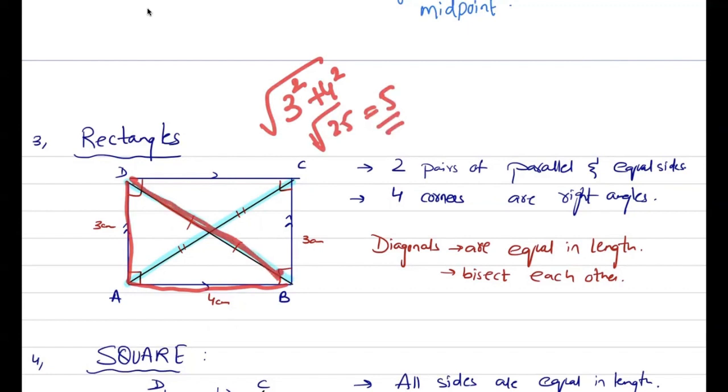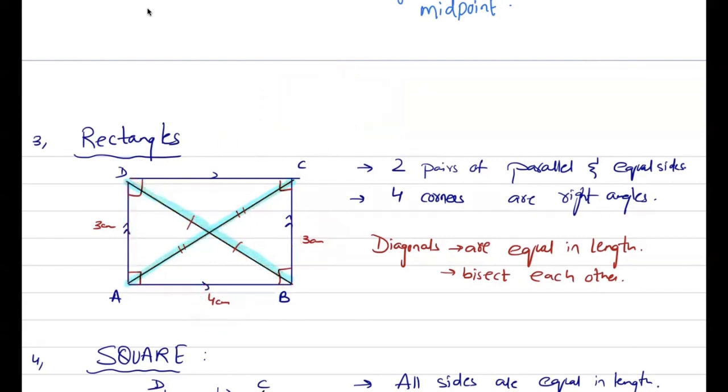Now, in a rectangle, opposite lengths are equal. So making DC as 4 and BC as 3, AB is 4, BC is 3. Again, the length of AC using the Pythagoras theorem is going to be 5. So the diagonals in a rectangle are equal in length and they bisect each other.